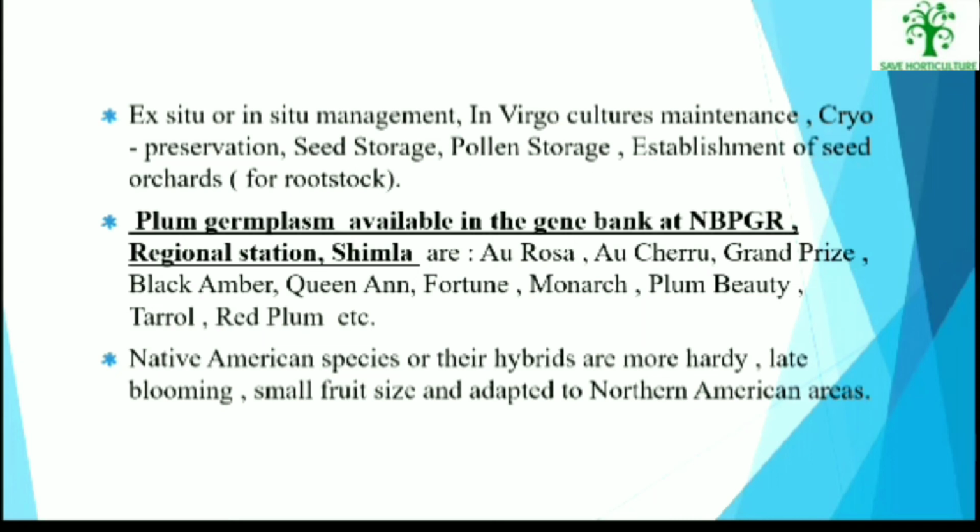Plum germplasm available in the gene bank at NBPGR Regional Station Shimla are AU Rosa, AU Cherry, Grand Prize, Black Amber, Queen Anne, Fortune, Monarch, Plum Beauty, Tarol, Red Plum, etc. Native American species or their hybrids are more hardy, late blooming, small fruit size and adapted to North American areas.